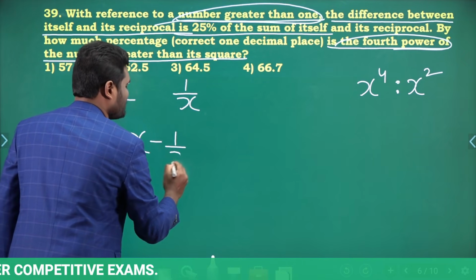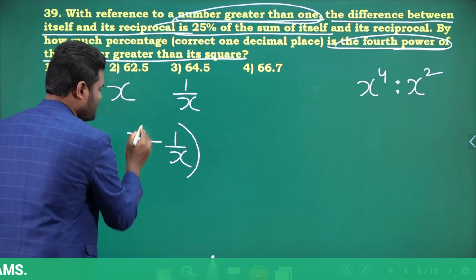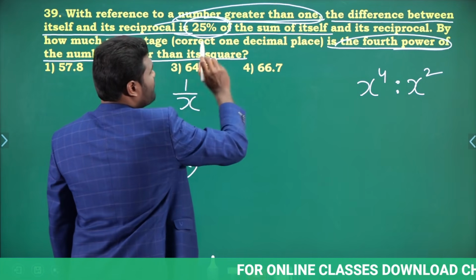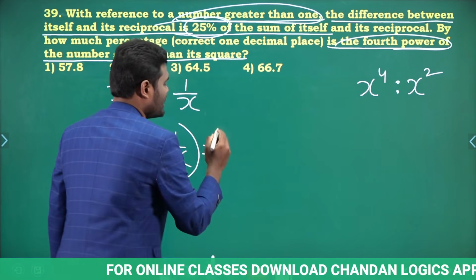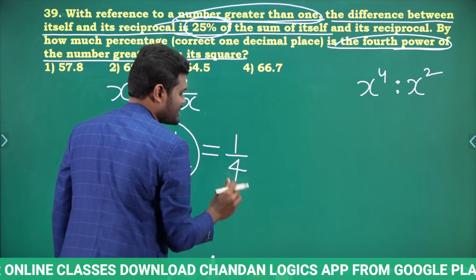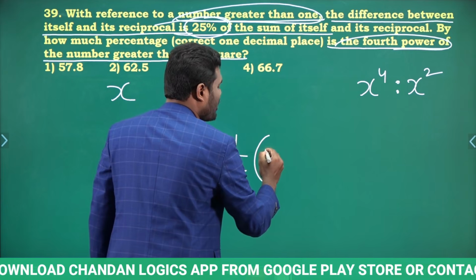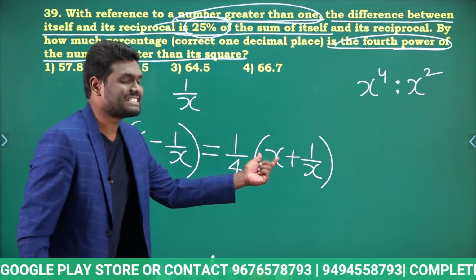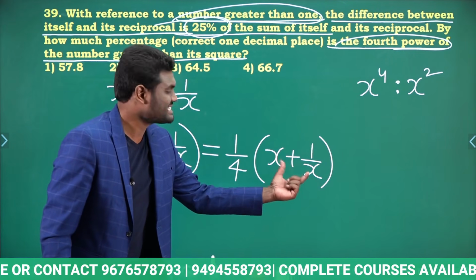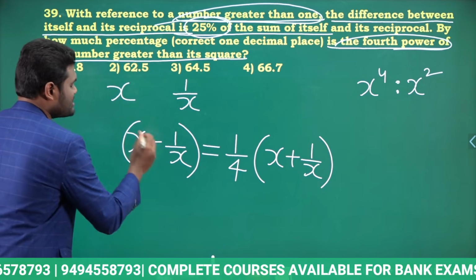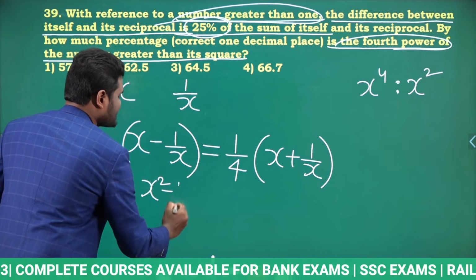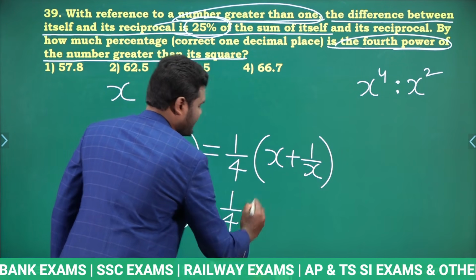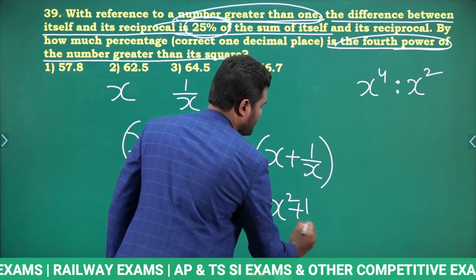Now the question is saying the difference between the number and its reciprocal is equal to 25% of the sum of itself and its reciprocal. 25% means 1 by 4. Yes or no? 25% of the sum of itself and its reciprocal. Itself means x, reciprocal is 1 by x. Sum, so that is the reason for plus. Now simplify this one. It is going to be x square minus 1 by x is equal to 1 by 4 into x square plus 1 by x.